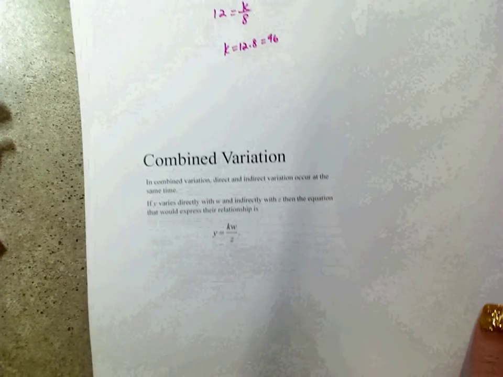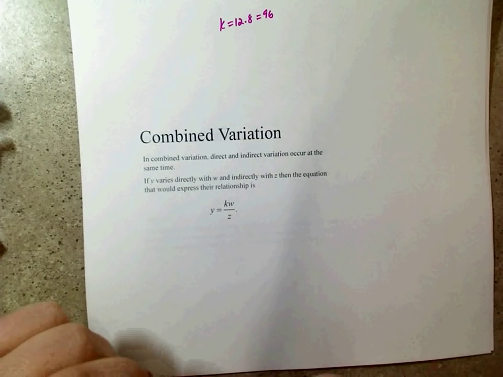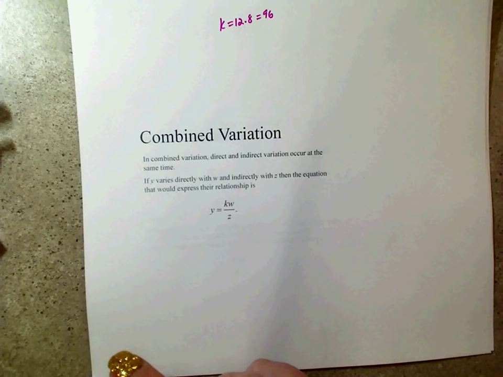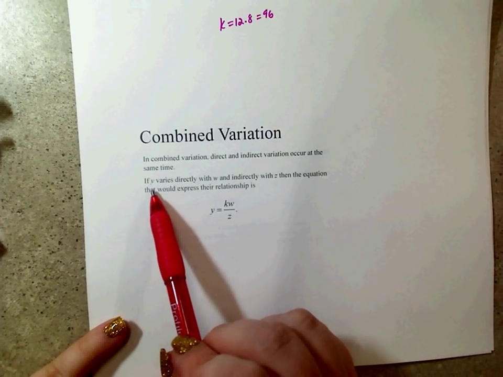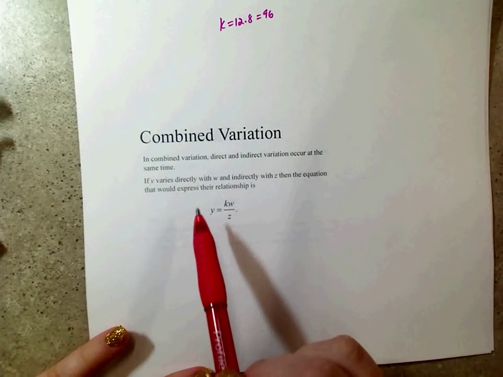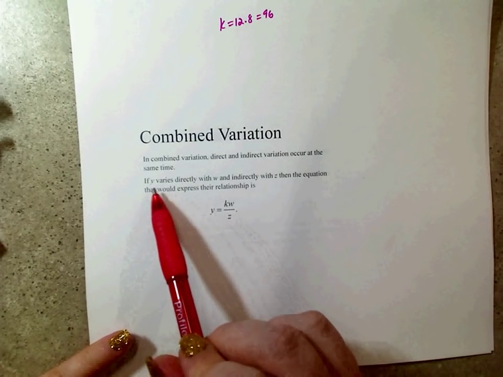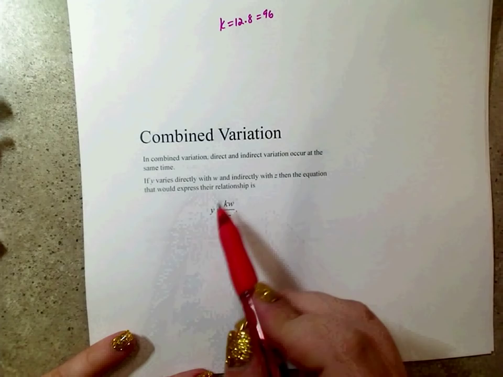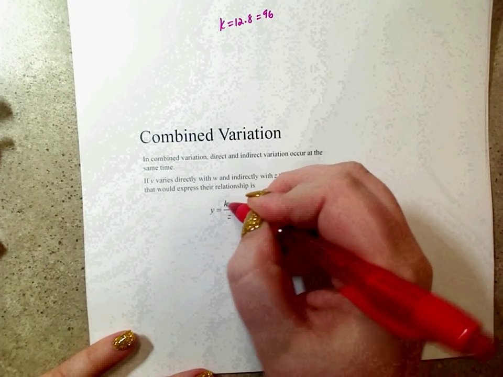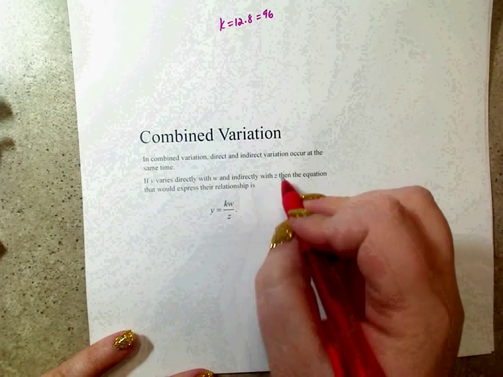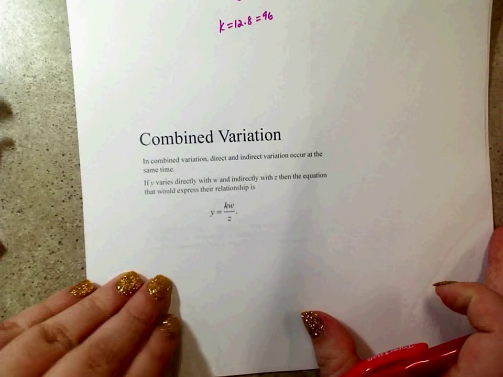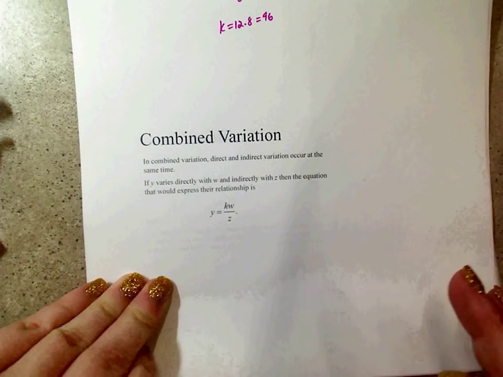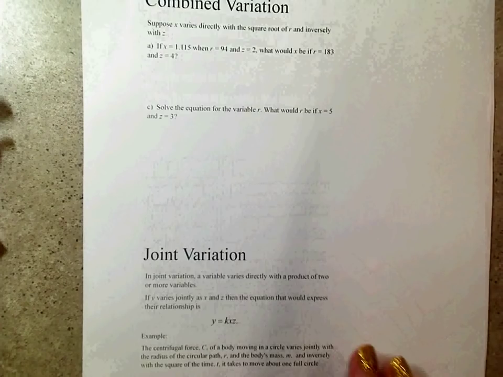Combined variation is where it gets a little bit more interesting. In a combined variation, direct and indirect variation occur at the same time. They don't have to, but combined variation is just multiple, a mixture of those two. If y varies directly with w, so constant of proportionality times w, and indirectly with z, so we're dividing by z, then the equation that expresses the relationship is y equals kw divided by z. So you can have multiple at one time.